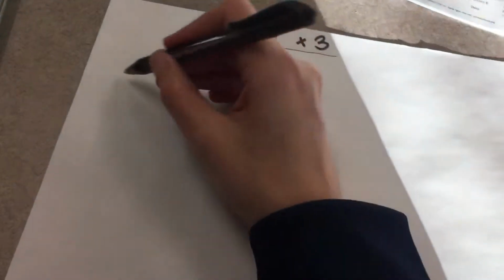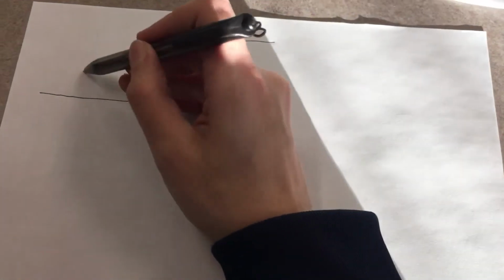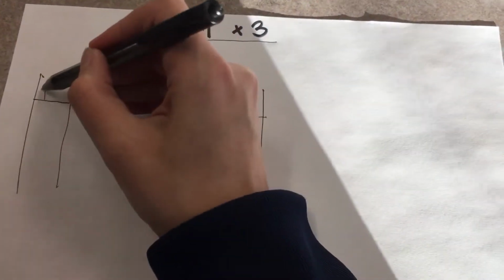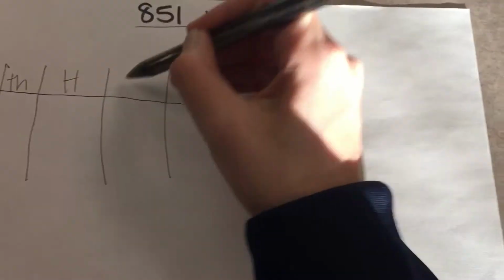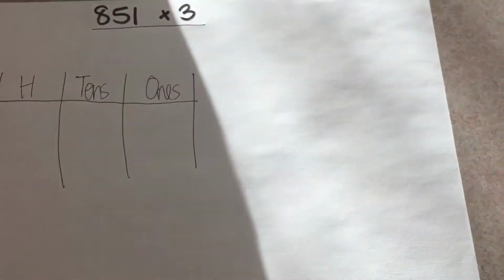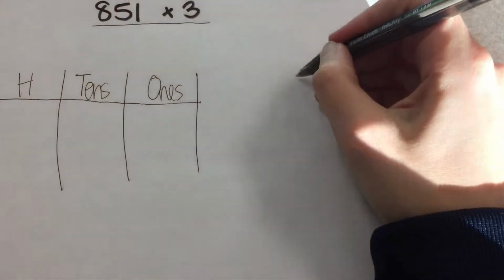So the first thing we need to do is draw our place value chart. Even though this problem only goes into the hundreds, I'm making a prediction that we might need the thousands place. So I'm going to put in my thousands, hundreds, tens, and ones. And then I'm going to rewrite the problem vertically on this side of my paper.